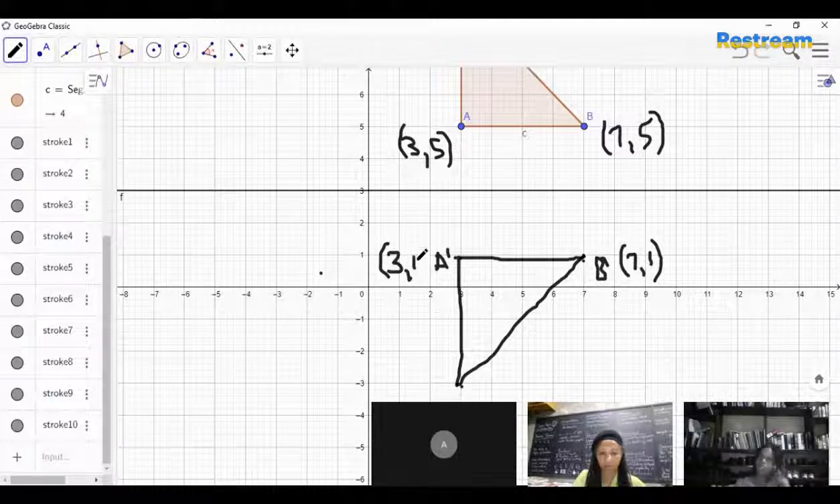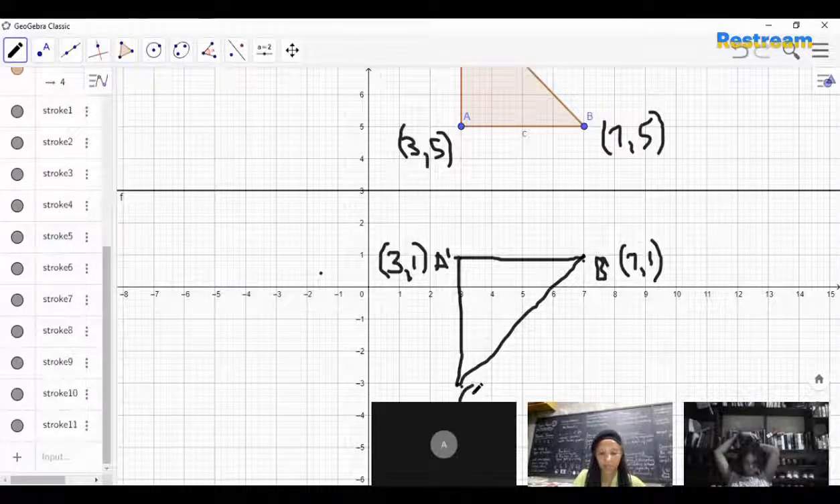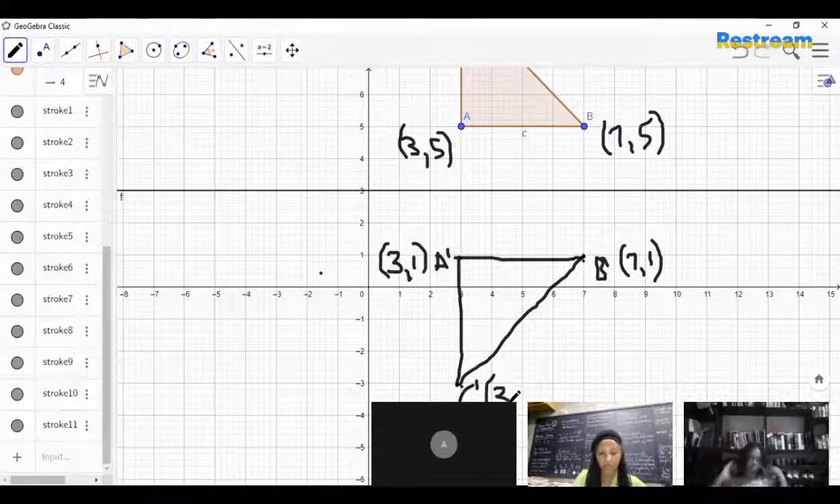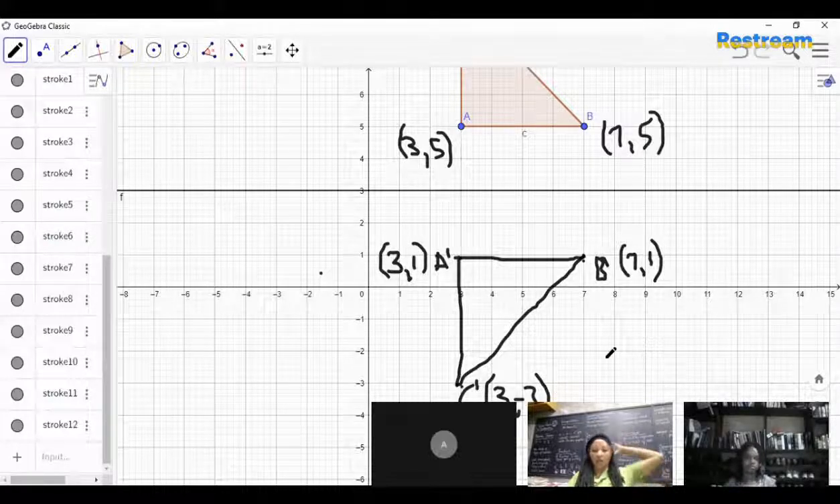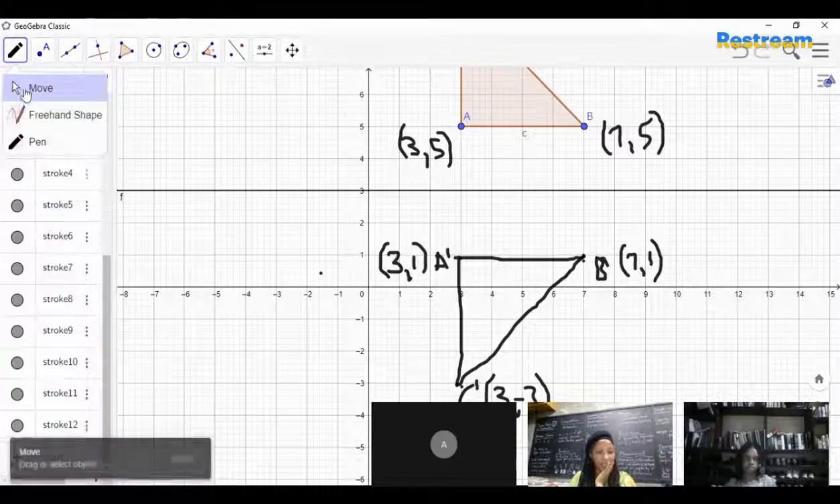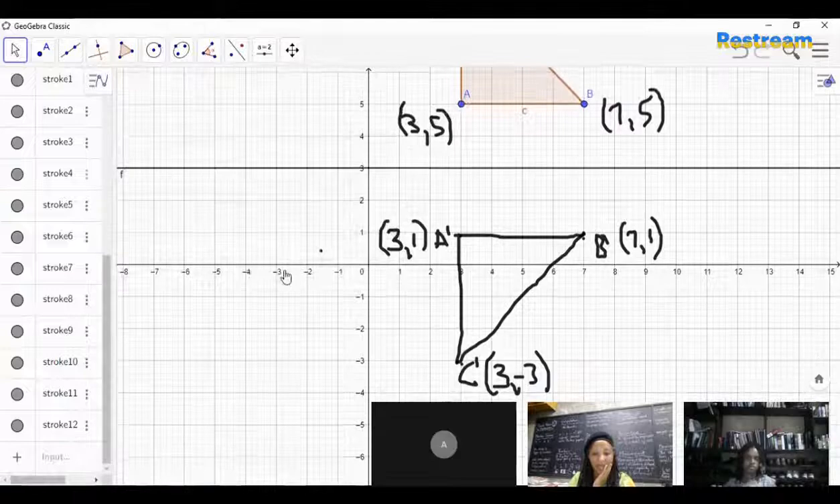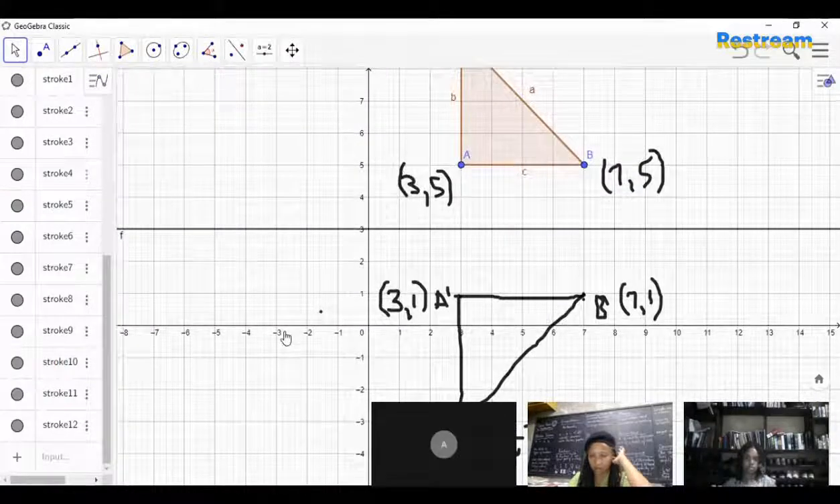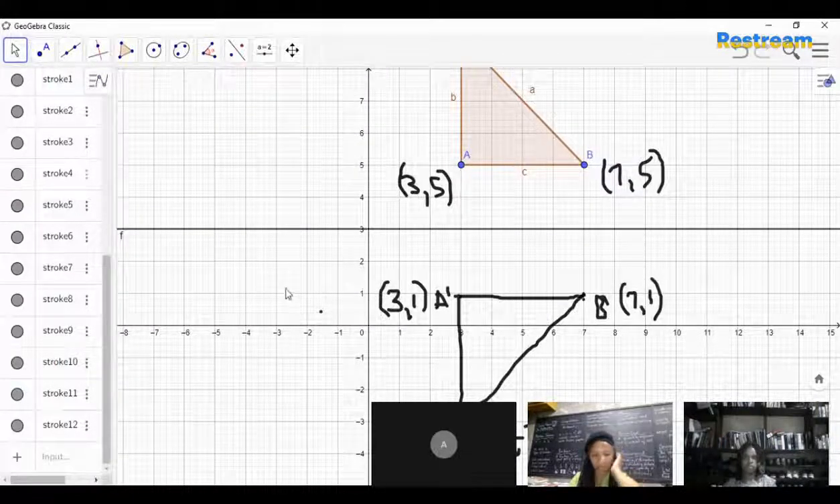Next one is C prime, which is positive 3, negative 3. All right, so C prime is 3, negative 3. Yes, 3, negative 3. All right, so just like what we did for the first one, let us see if we see any pattern in them.